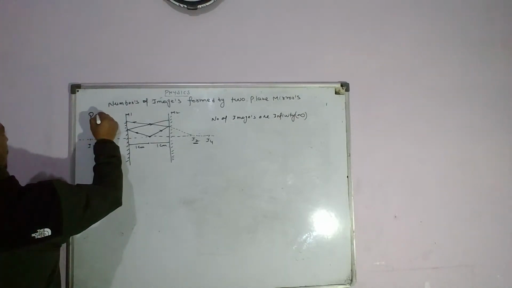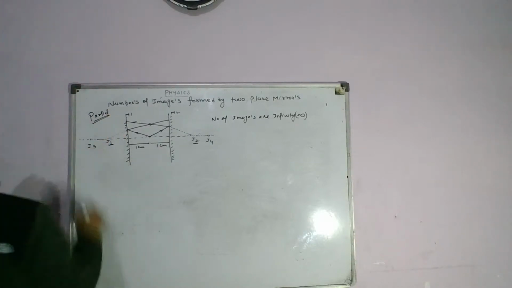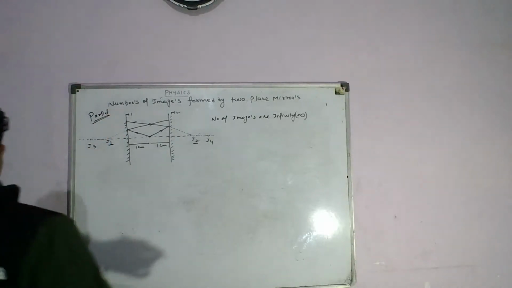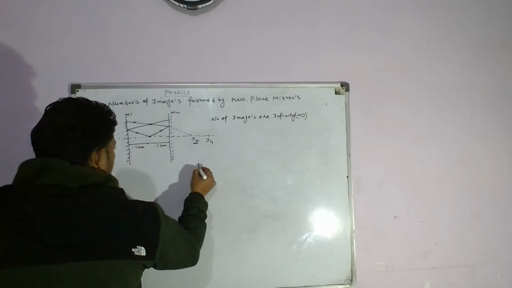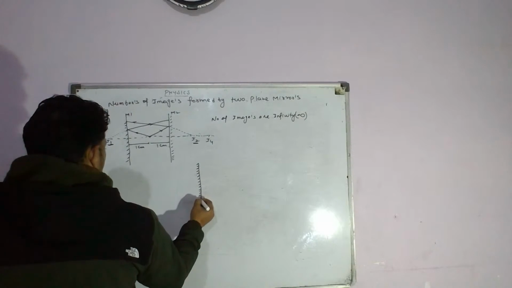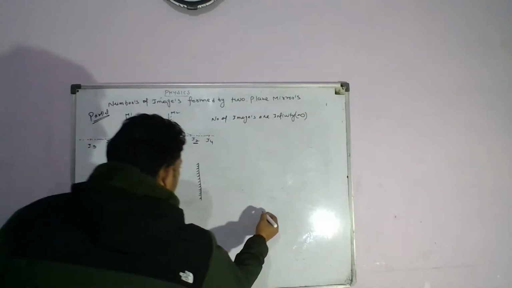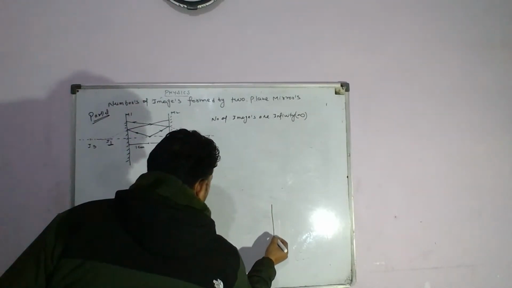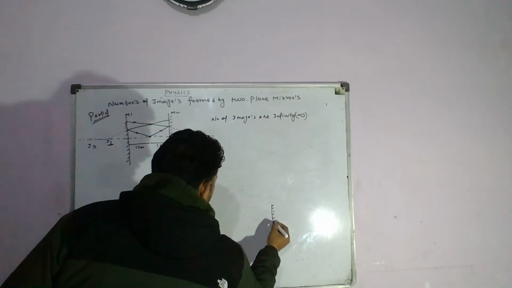Now one question is for you. These two mirrors are parallel. One mirror is here, one mirror is here, and one mirror is here. Can these two mirrors be parallel to each other? My question is, can these two mirrors be parallel to each other? Yes or no?